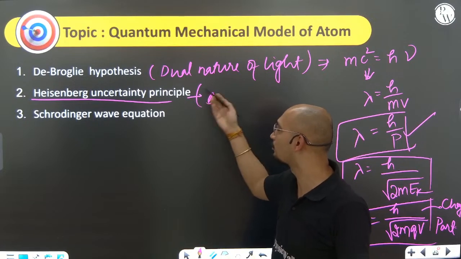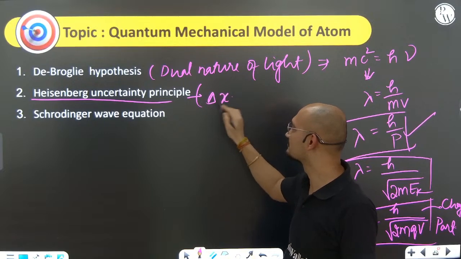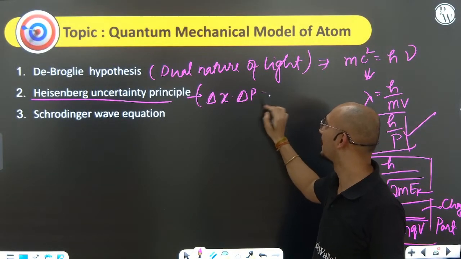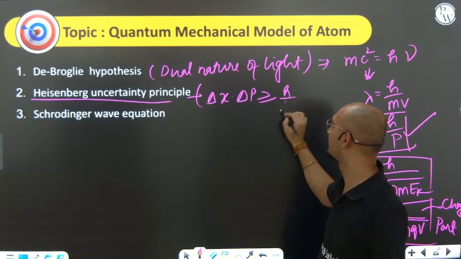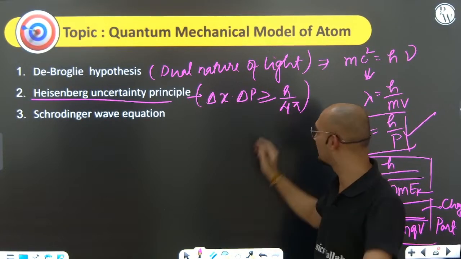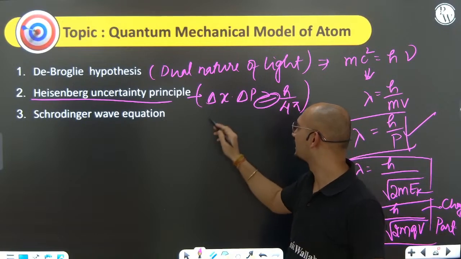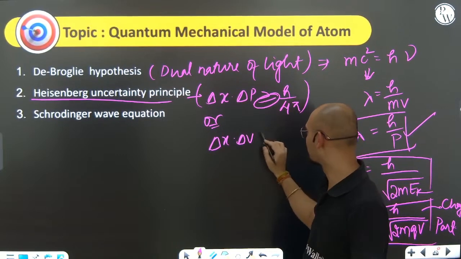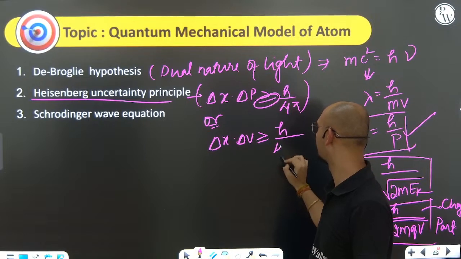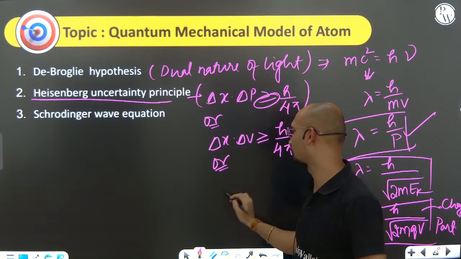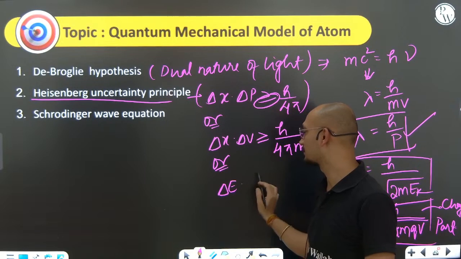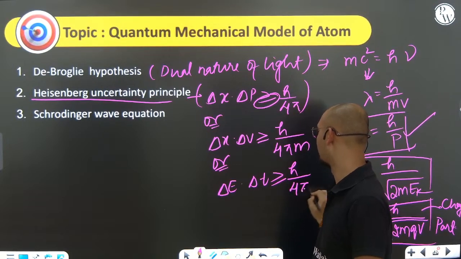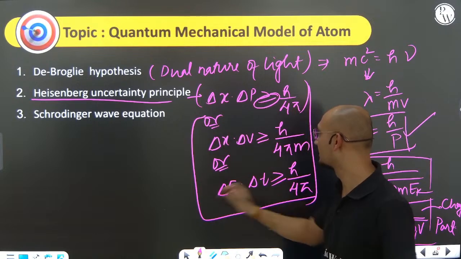What is the formula of it? Please remember that delta x, the uncertainty in position, into delta p, the uncertainty in momentum, is greater than or equal to h by 4 pi. But for question solving, do not use the inequality, just use equality, please. It can also be written as delta x into delta v, the uncertainty in velocity, is greater than or equal to h by 4 pi m. It can also be written in one more form: delta E, the change in energy, into delta t, the change in time, is greater than or equal to h by 4 pi. All these formulae are for Heisenberg's uncertainty principle.